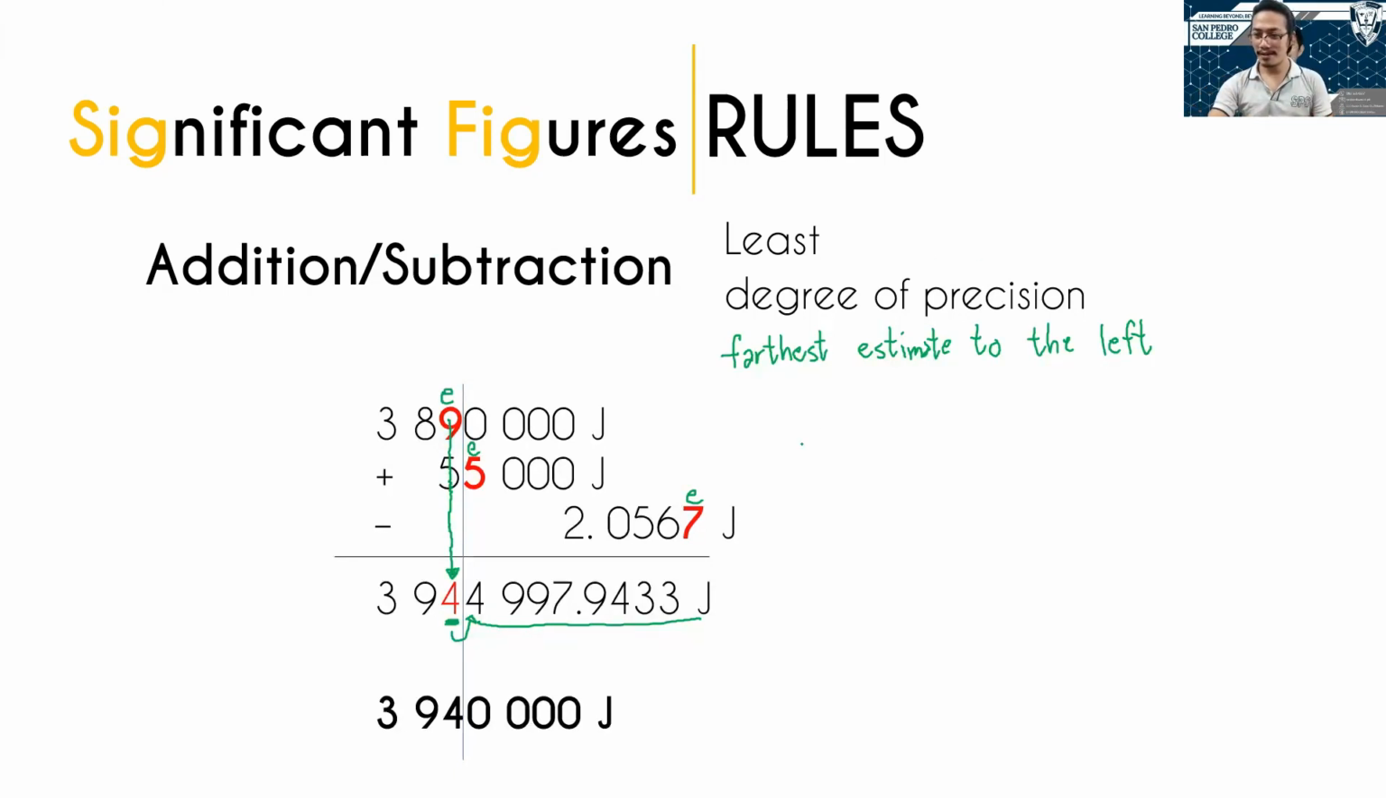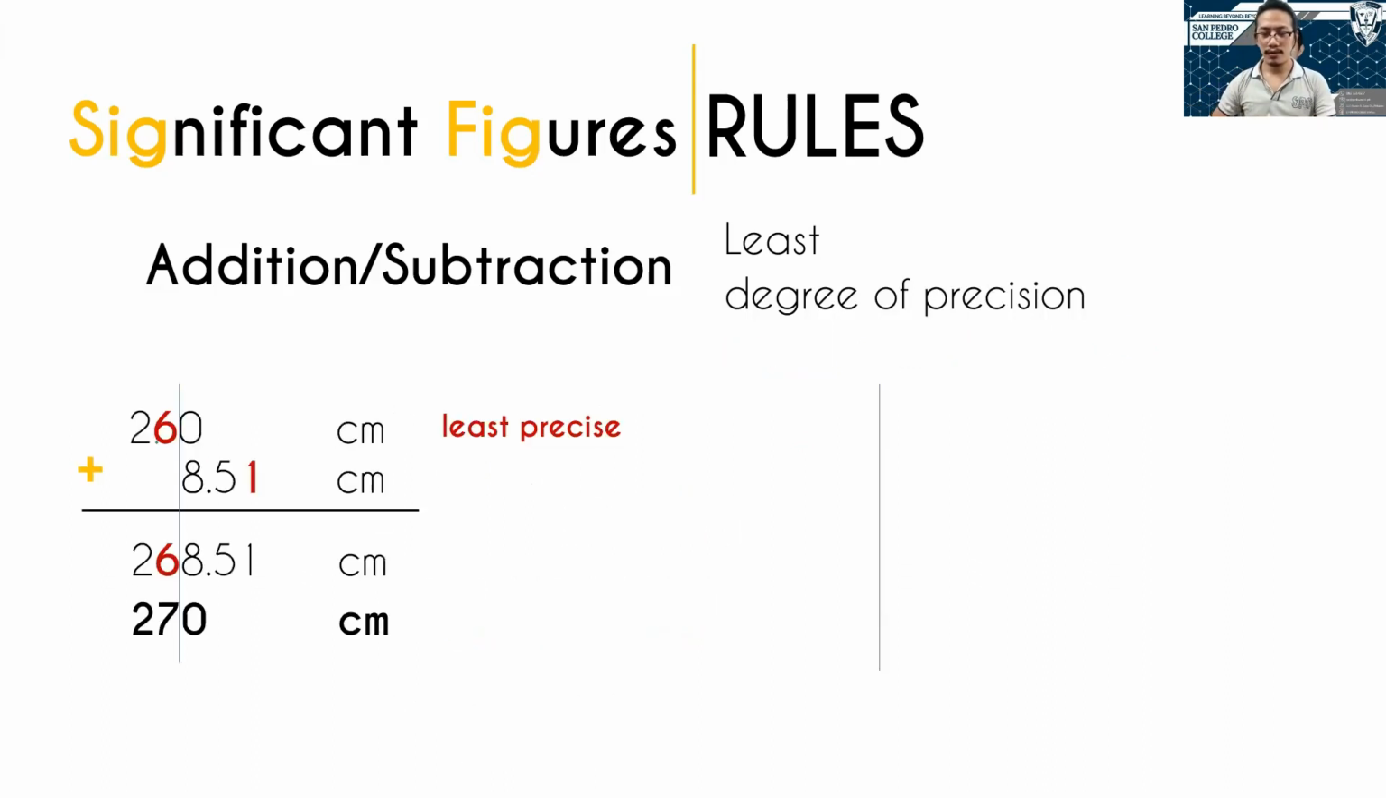So let's have another example. What if we are going to add 260 centimeters plus 8.51 centimeters? Yan. 260 centimeters plus 8.51 centimeters. So our calculator will give us, of course, use your calculator, 268.51 centimeters. I hope you have your calculators with you. So the question is, what are we going to report as our final answer?